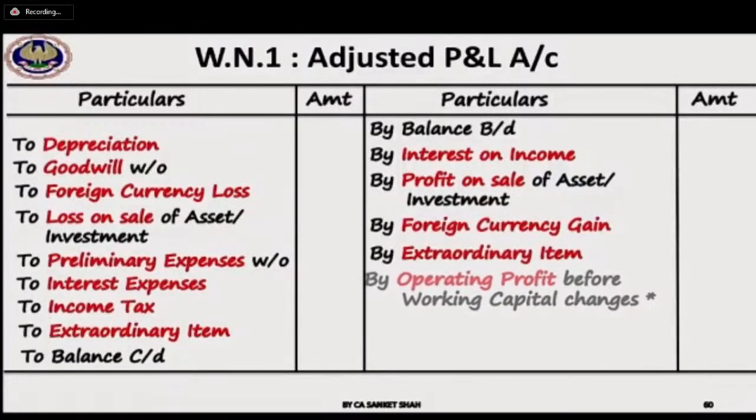Pay attention a little. We started with by balance brought down and to balance carried down. Depreciation we are going to add. The debit side will be added completely. And credit side is going to be less. Yes, you write the reason. Depreciation, non-cash. You can draw this pro forma and tell me over. This is very important. Adjusted profit and loss account.